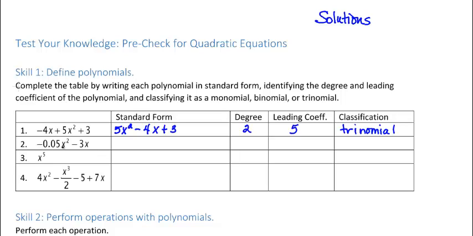Negative 0.05x squared minus 3x is in standard form because the exponents are already in descending order. The degree is, again, 2, and the leading coefficient is negative 0.05. And there are 2 terms, so that is a binomial. X to the 5th is in standard form. Its degree is 5, the leading coefficient is 1, and there's only 1 term, so that's a monomial.